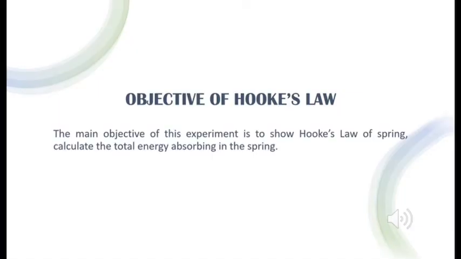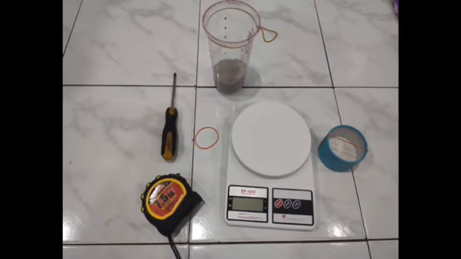Objective of Hooke's law. The main objective of this experiment is to show Hooke's law of spring and calculate the total energy absorbed in the spring. These are the apparatus that we use in this experiment: first is sand for the mass, then a plastic container, a digital scale, a measuring tape, and the most important, a rubber band.